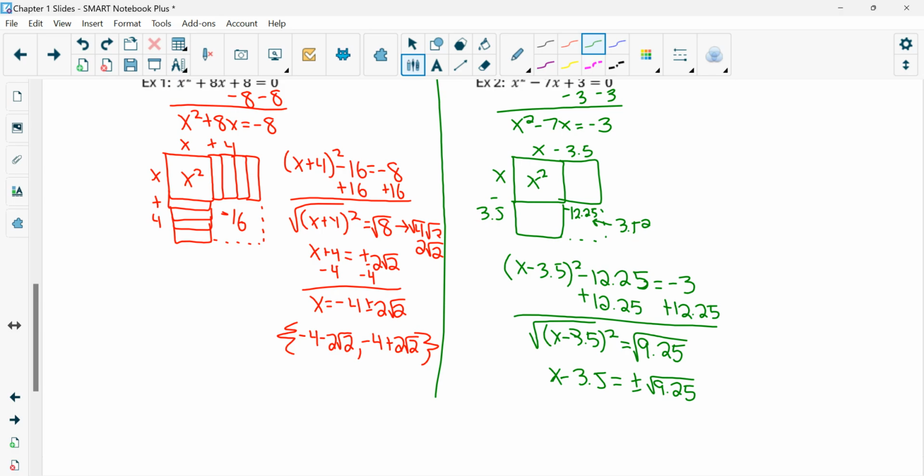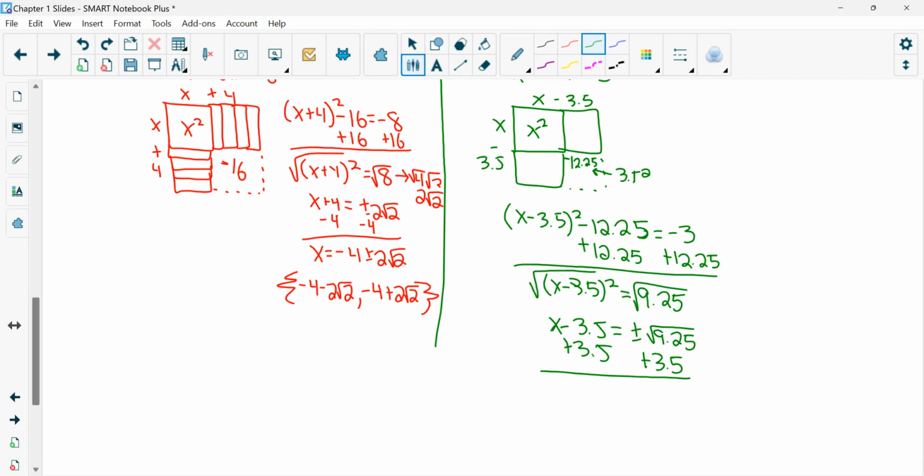Okay. Always look to see if a perfect square divides into it, but there's not going to be for one here. We add the 3.5 to it. And so our final answer, we can leave it as 3.5 plus or minus square root of 9.25. And again, just remember that's two answers. 3.5 plus square root 9.25, 3.5 minus square root 9.25.